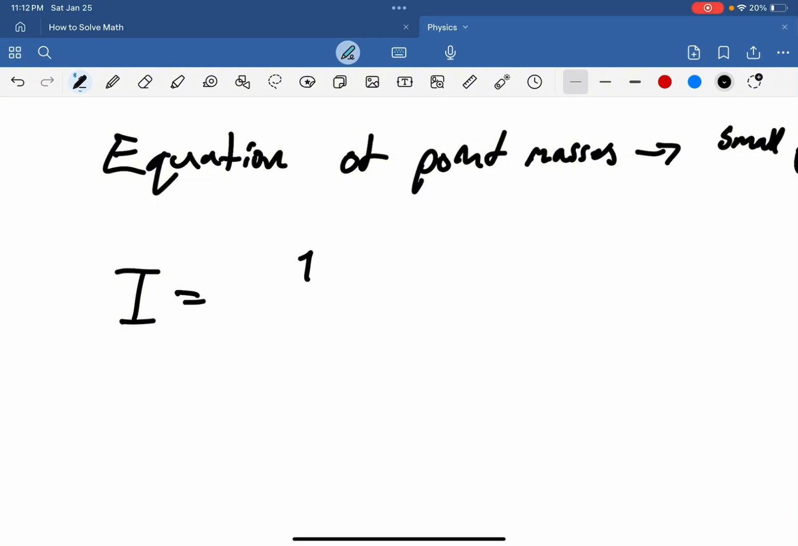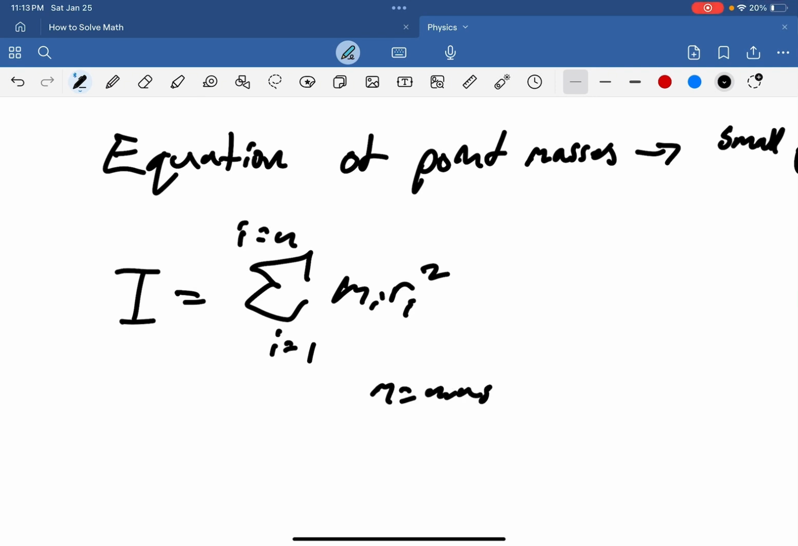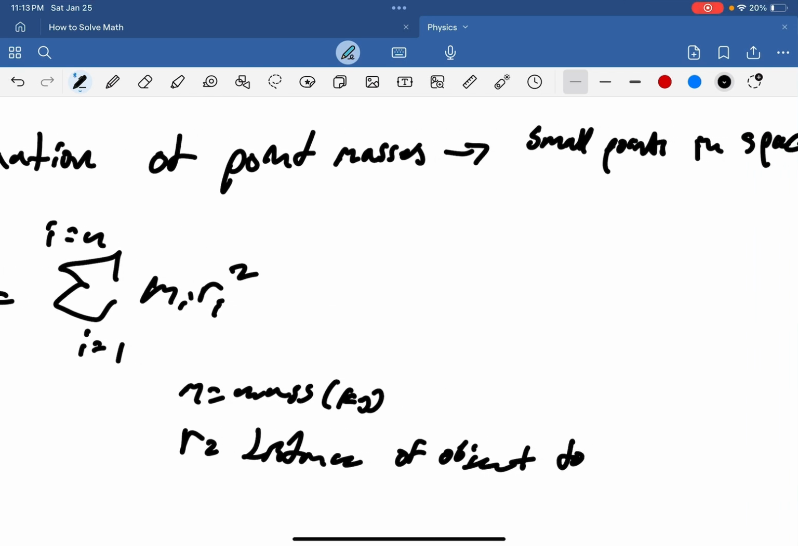And the equation we're going to use is I is equal to sigma from i equals 1 to i equals n, or the sum of m_i r_i squared, where m is equal to our mass in kilograms and r is equal to the distance of the object to our pivot, which is in meters.